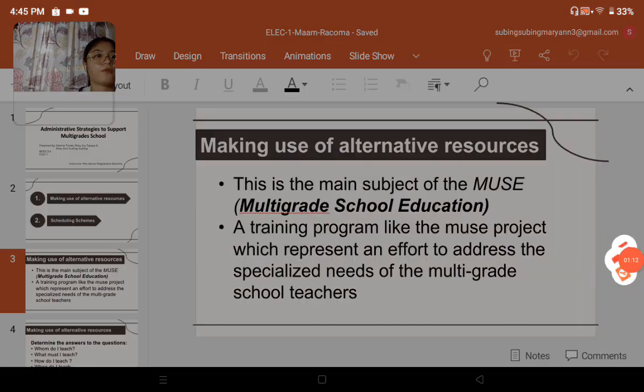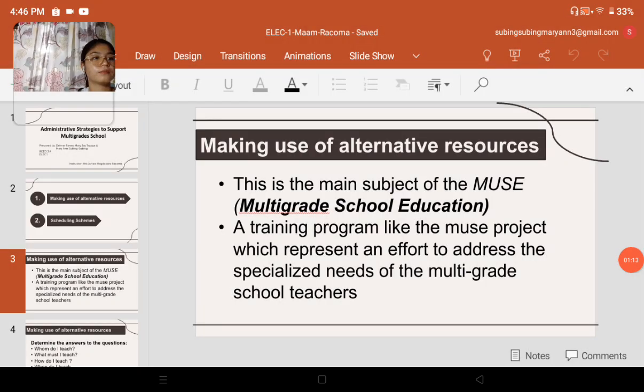So, making use of alternative resources. This is the main subject of the MUSE, or multi-grade school education. A training program like the MUSA project represents an effort to address the specialized needs of multi-grade school teachers.